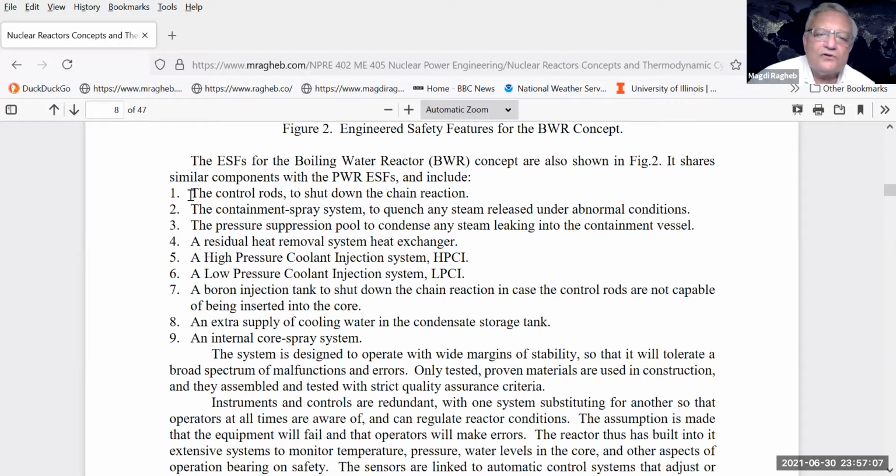Same as a PWR, the control rods, the containment spray system. The pressure suppression pool is a feature of the BWR. The residual heat removal, same as a PWR. Same as a PWR, a high pressure coolant injection and low pressure coolant injection, a boron injection tank, and the excess supply of water is not the refueling storage tank or the accumulator tanks, but the condensate storage tank. And typical of the BWR also is an internal core spray system.